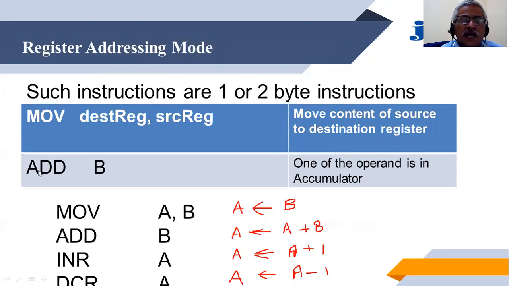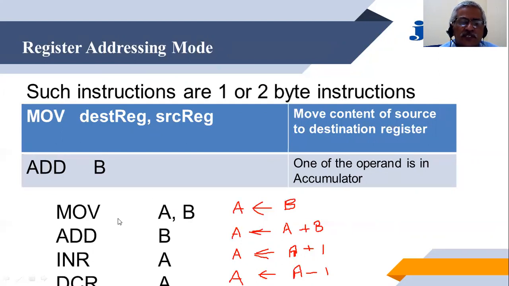Another example is ADD B. Here the implied destination is the accumulator: add the accumulator with B. We need not specify the accumulator separately or explicitly, as it is part of the instruction.